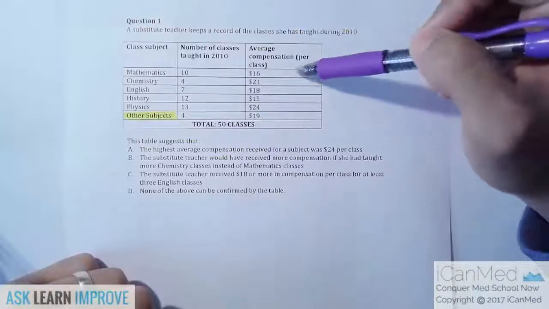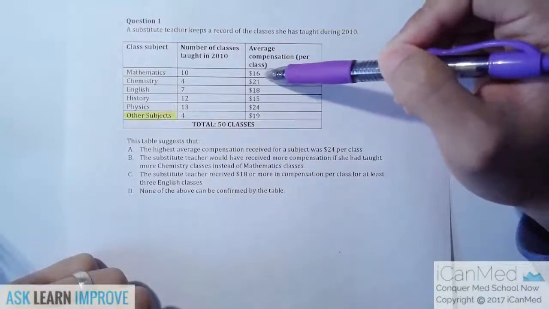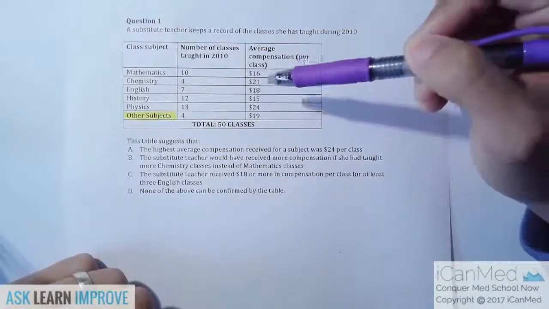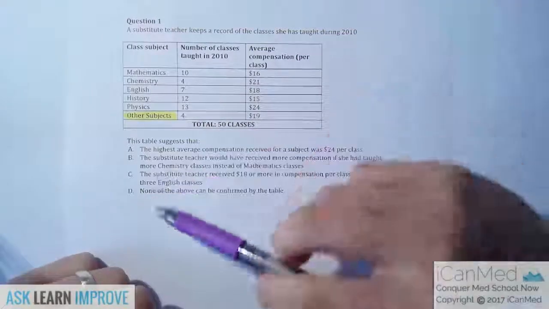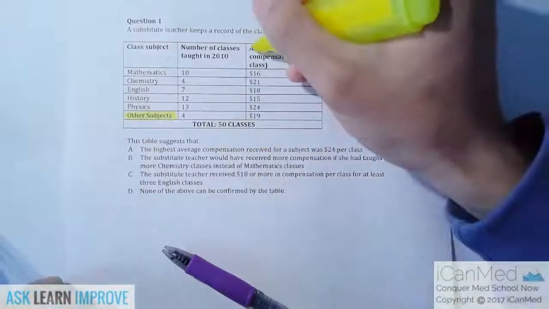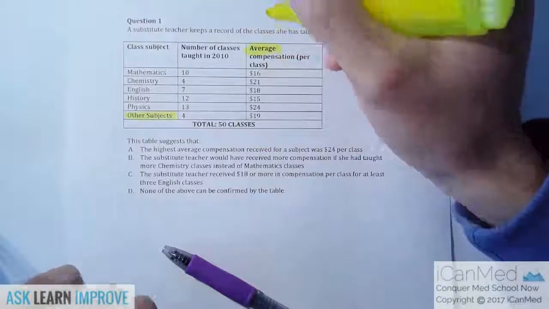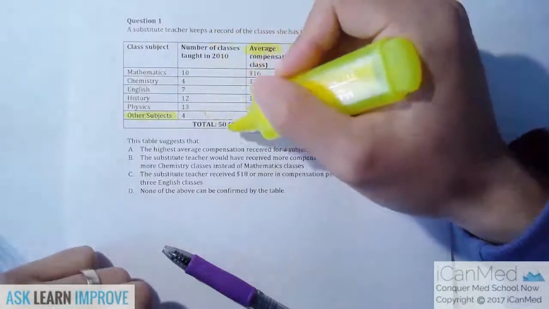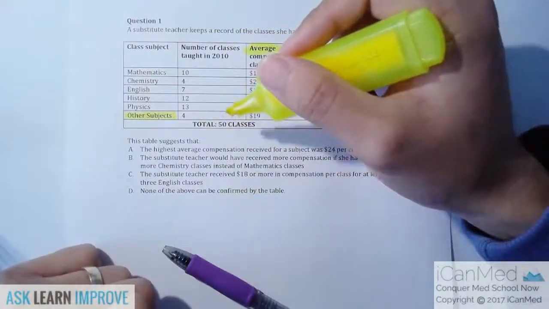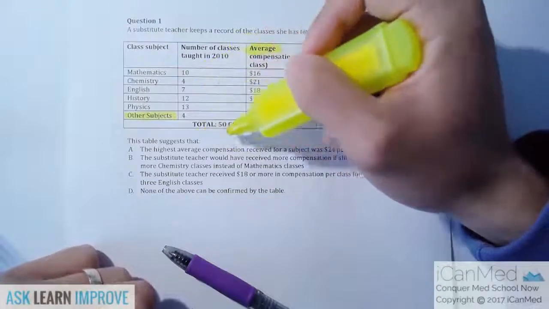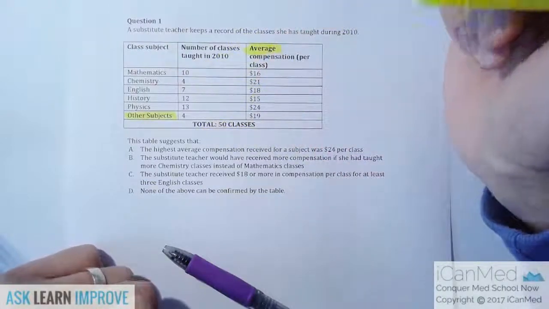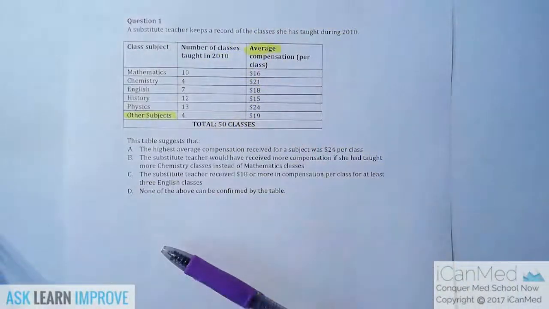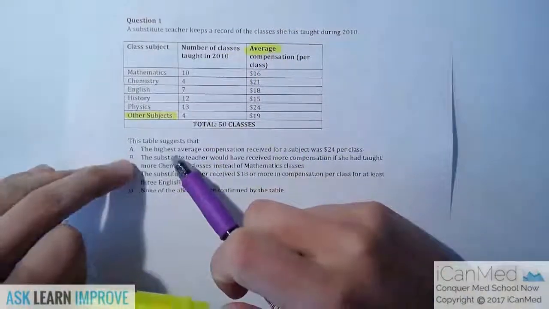And average compensation per class here, 16, 21, 18, 15, 24, 19. Now the key word here is average. Okay, now the reason why I said you don't need to add it up to 50 is because UMAT rarely asks you to add something up to such a large number, such as 50. Okay, so here, this table suggests that.